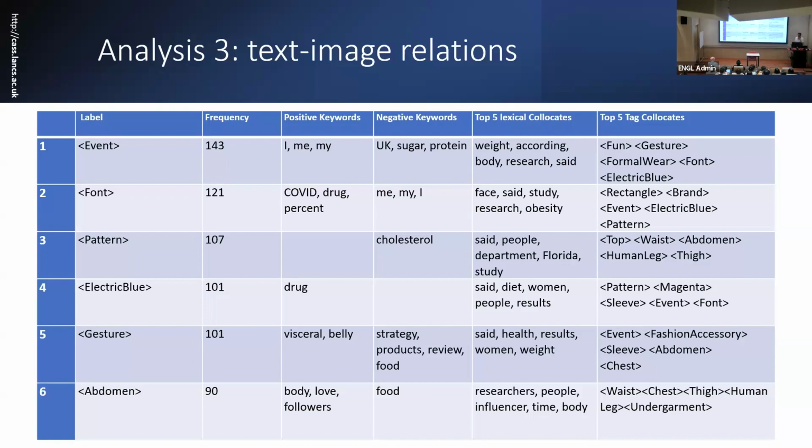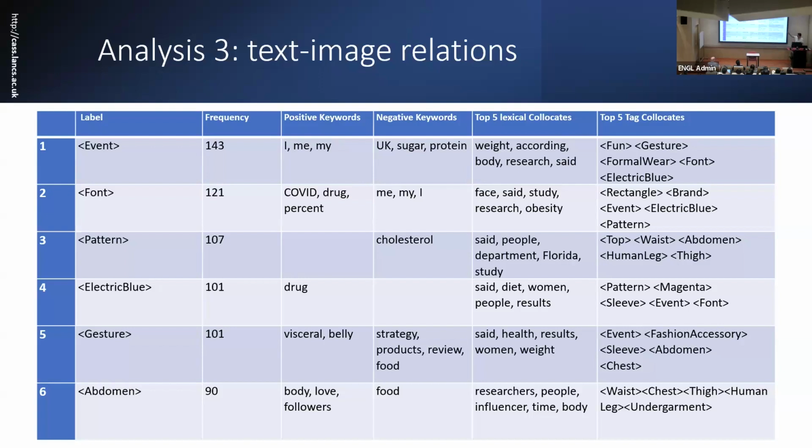So then I've looked at the keywords which occur in files that have an image which is tagged as an event. And we've got things like I, me, and my, which are positive first person pronouns. The negative keywords are UK, sugar, and protein. Then there are words which occur near an image which contains event. These are the collocates: await, according, body, research, and said. And if an image contains the event tag, it's also likely to contain the tags fun, gesture, formal wear, font, and electric blue. So you can see we've got a fully multimodal analysis in this table, where we're looking at the relationship between the words and the images.